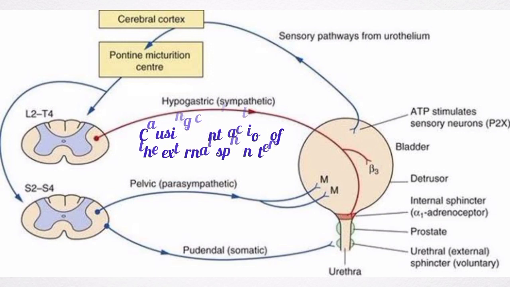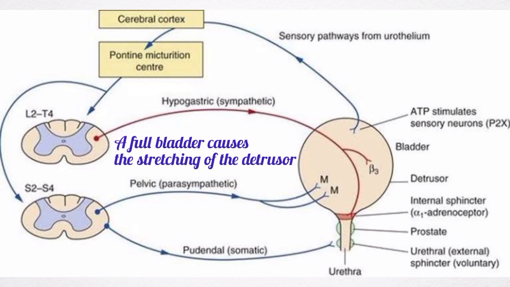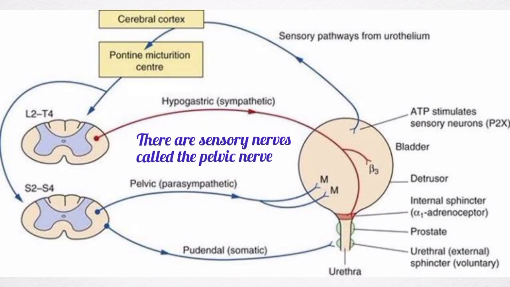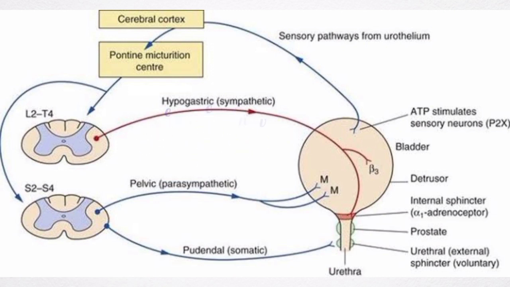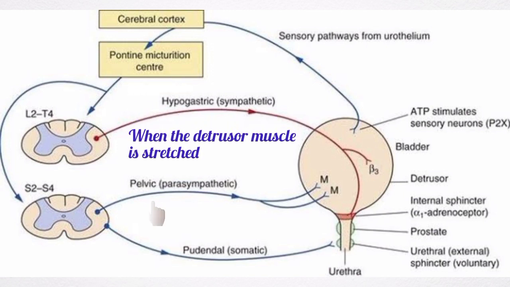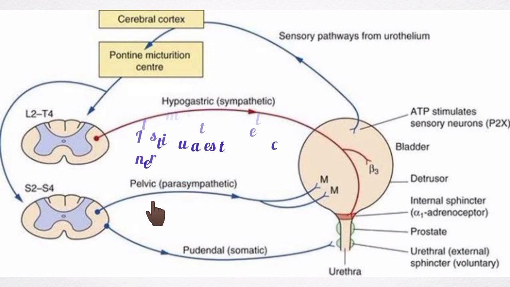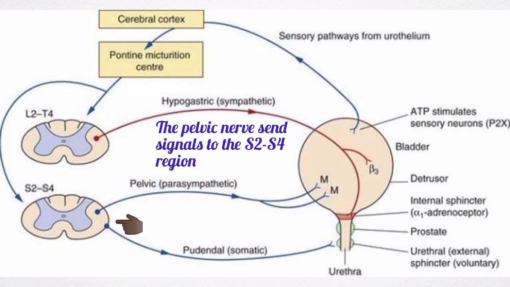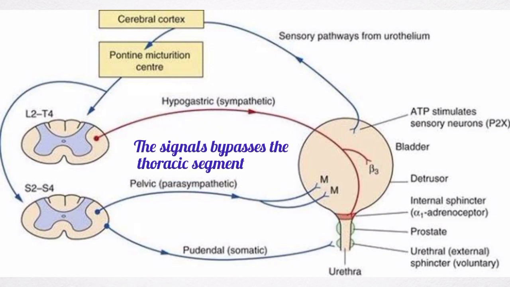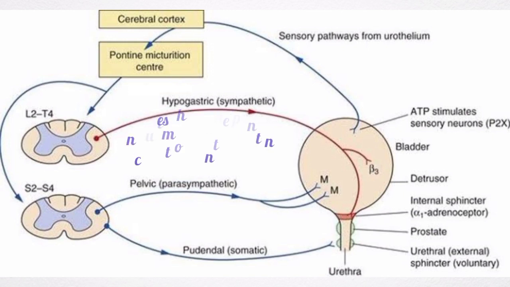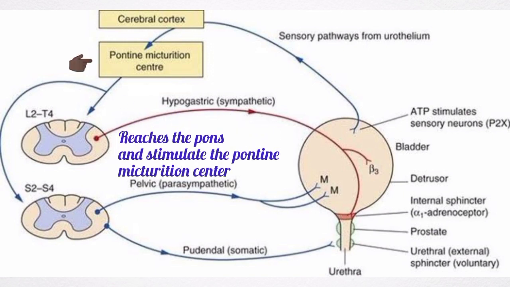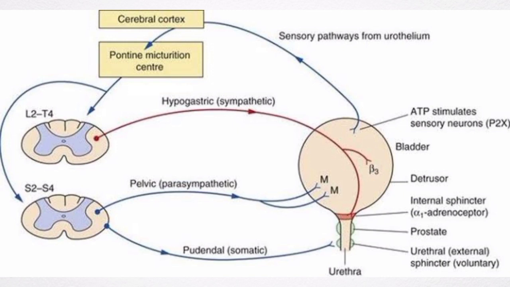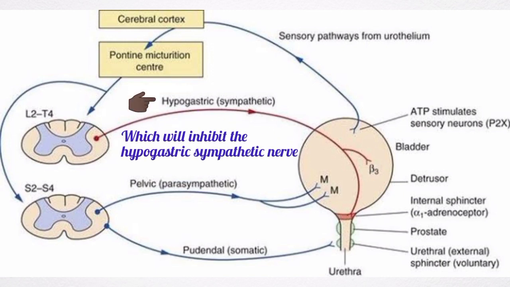When we have a full bladder, it will cause the stretching of the detrusor muscles. Now, we have sensory nerve in our detrusor muscles called the pelvic nerve. When the detrusor muscles become stretched, it stimulates the pelvic nerve, increasing the firing of the pelvic nerve. The pelvic nerve sends a lot of signals to the sacral region of the spinal cord. The signals bypass the thoracic segment, go to the pons and stimulate neurons in the pontine micturition center, which will inhibit the hypogastric sympathetic nerve.